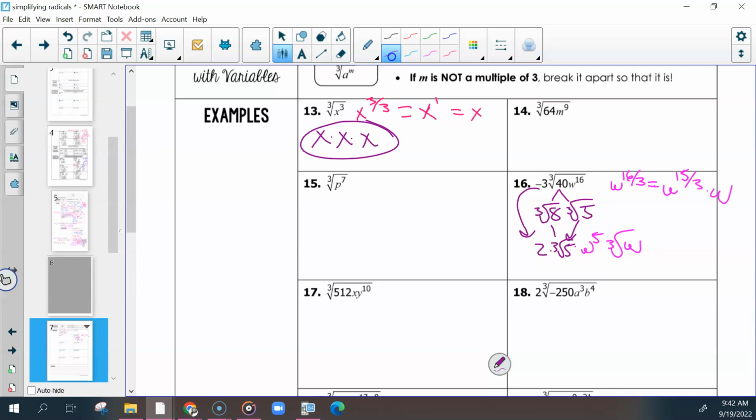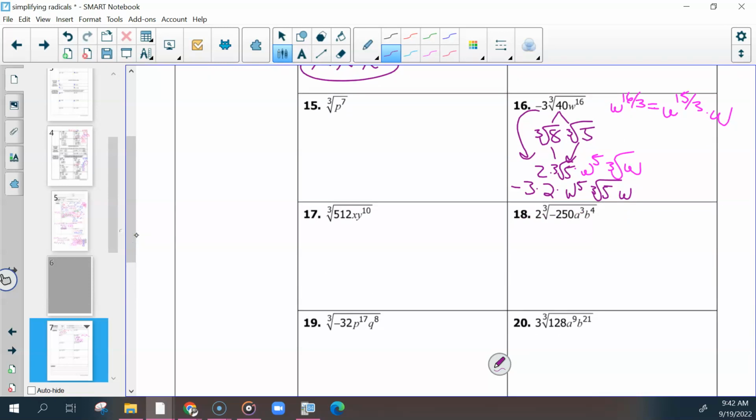So we have the negative 3 up front, times 2 times the cube root of 5 times w to the 5th times the cube root of w. So I'm going to rearrange all of that before I simplify it. And then simplify it. So negative 6 times w to the 5th. If you want to use parentheses, now would be a good time to do that, times the cube root of 5w.